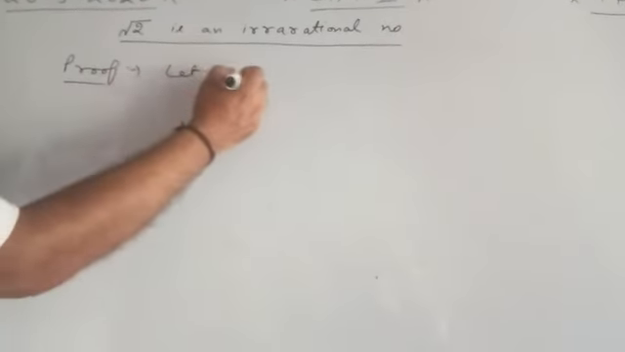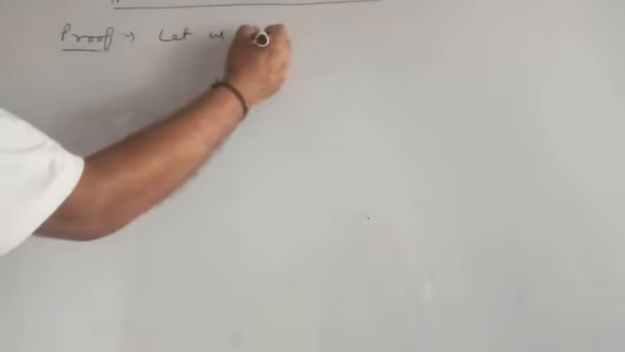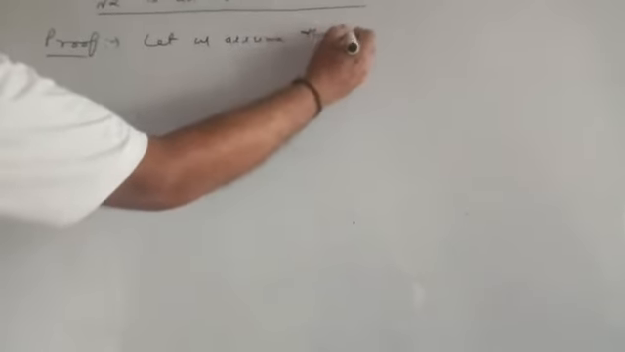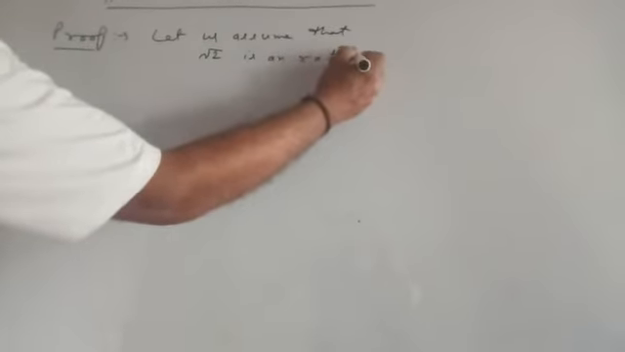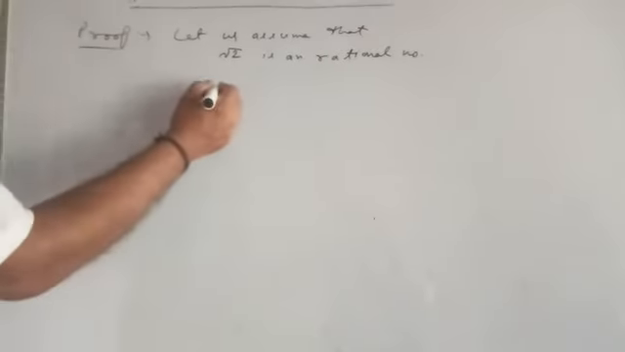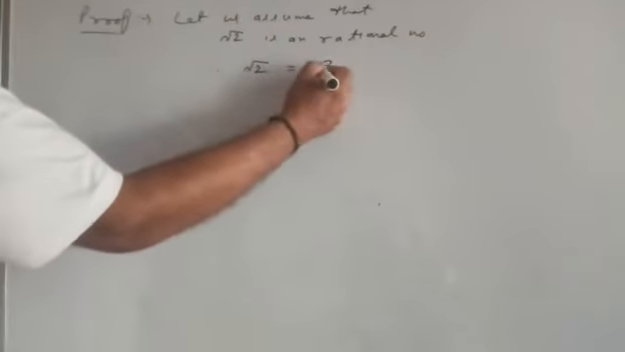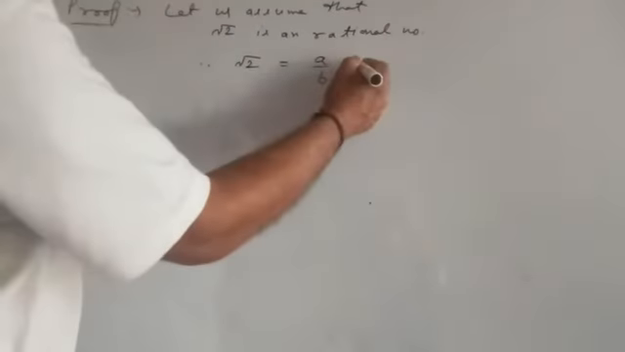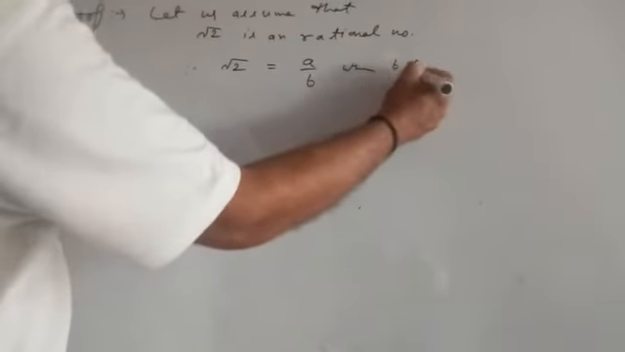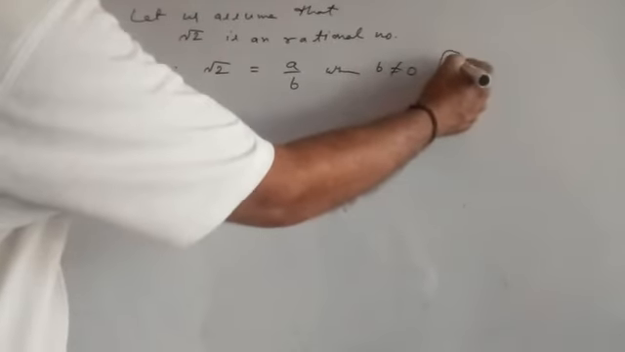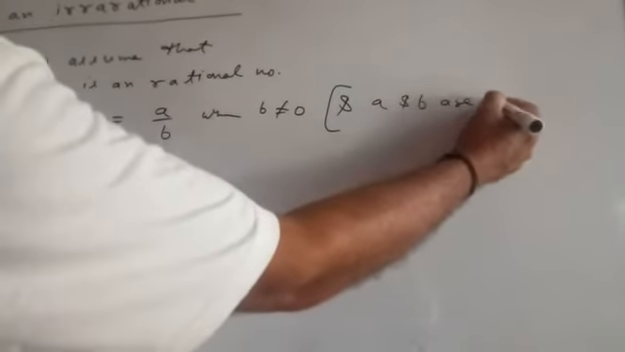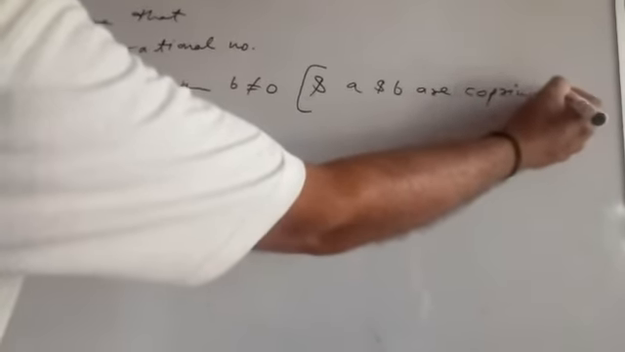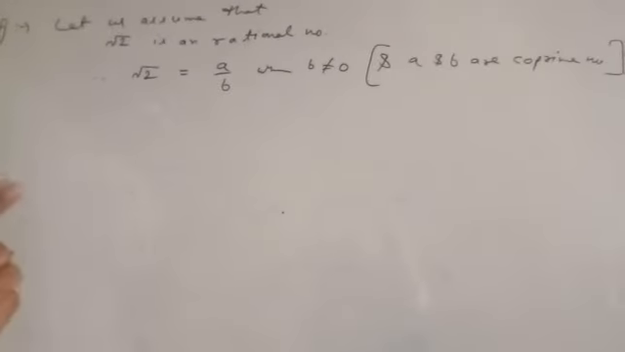Let us assume that root 2 is a rational number. Therefore, root 2 is equal to a upon b, where b is not equal to 0, and one more condition you can apply: a and b are co-prime numbers. Co-prime numbers means only one common factor, that is 1.